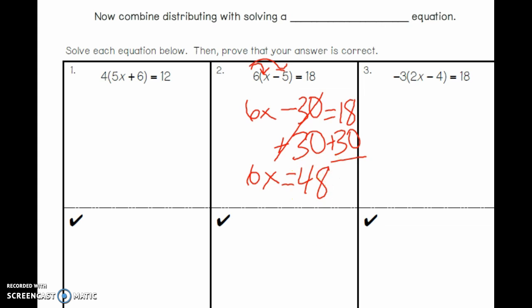Do you know how to solve the rest? What operation is this? Is it addition? Oh yeah, addition. Is it? 6 and x, 6 right next to x is multiplication. What's the opposite of multiplication? Division. So Liana's going to divide both sides by what number? What's being multiplied? 6. So you're going to divide both sides by 6.